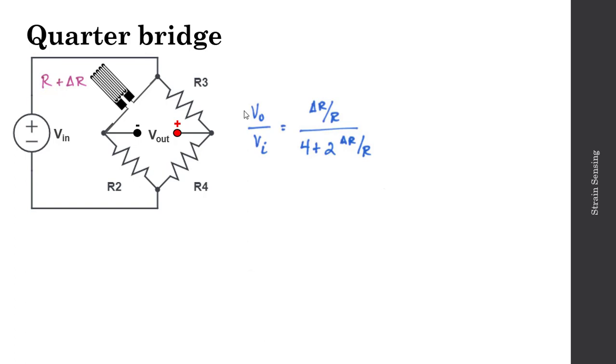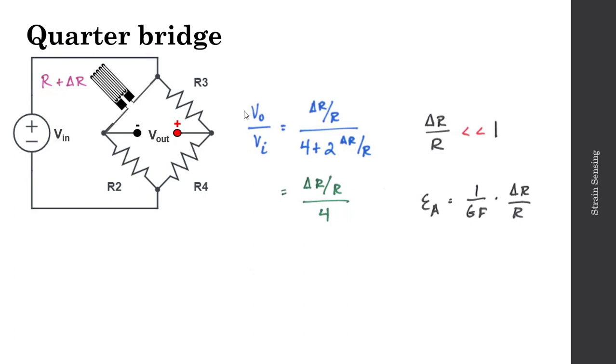Now, we know from our earlier analysis that the ratio of the output voltage to the input voltage, V out over V in, is equal to delta R, the change in resistance, divided by R, the nominal resistance, all over 4 plus 2 times quantity delta R over R. We can simplify things a bit. In the case where delta R over R is much less than 1, then I could say the ratio of the output voltage to the input voltage will be equal to delta R over R all divided by 4.